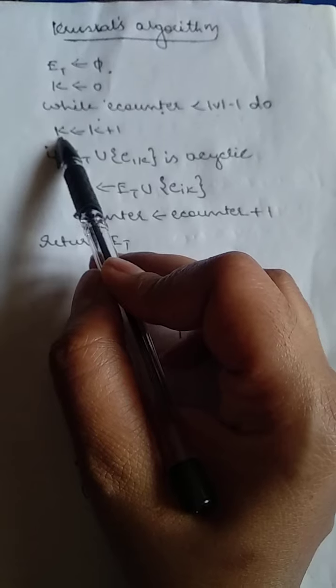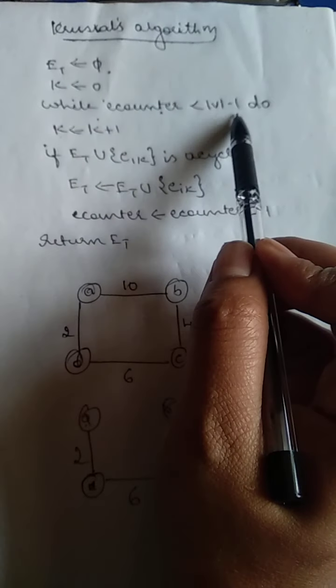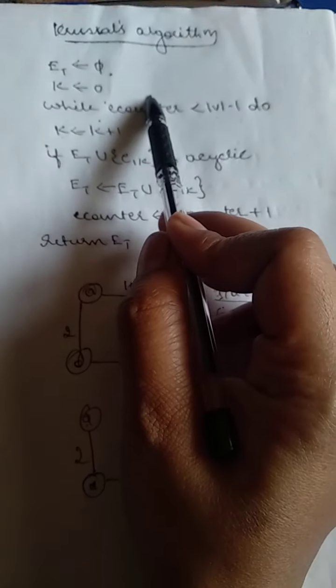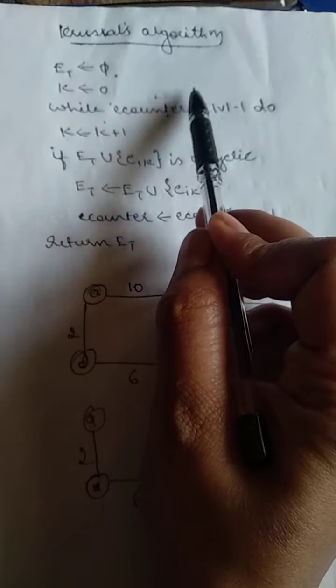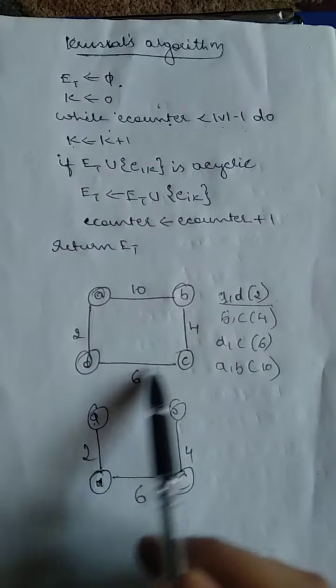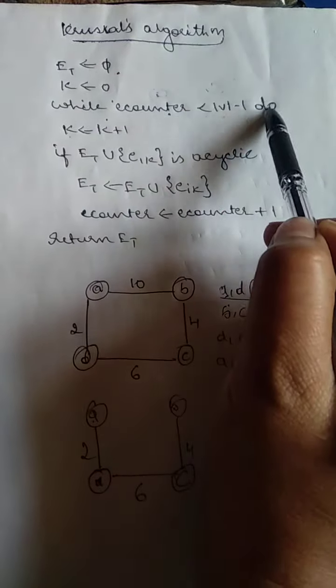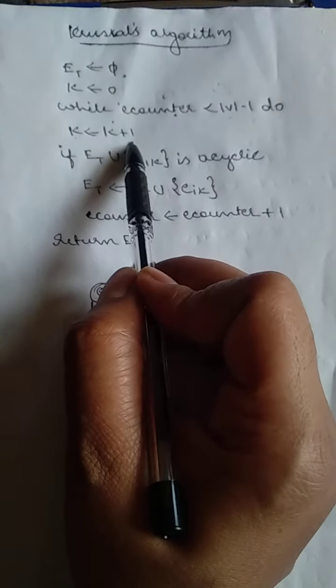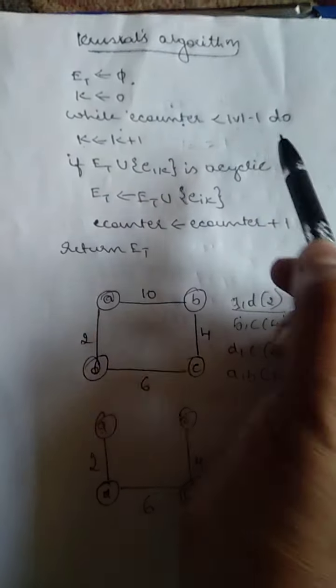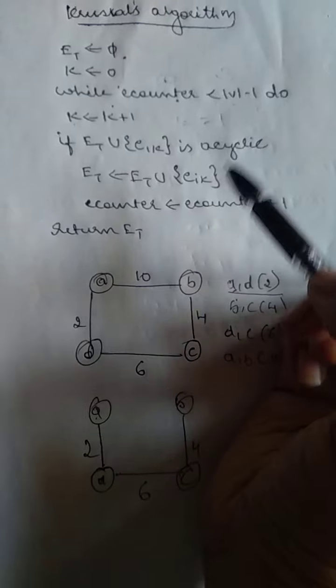Then K is equal to K plus 1. If the edge count, which is 0, is less than V minus 1, which is 3, 0 is less than 3, yes, so K is equal to K plus 1. The K value becomes 1. I'm moving to the next step.